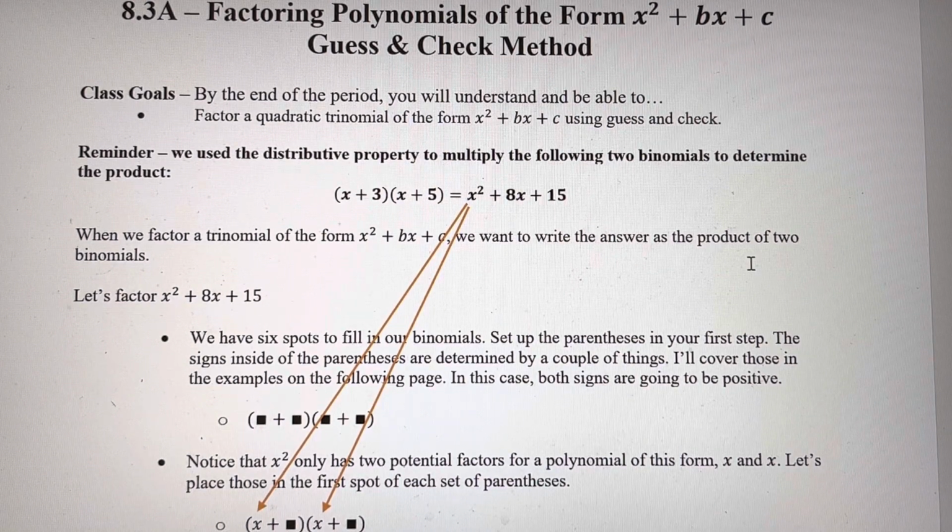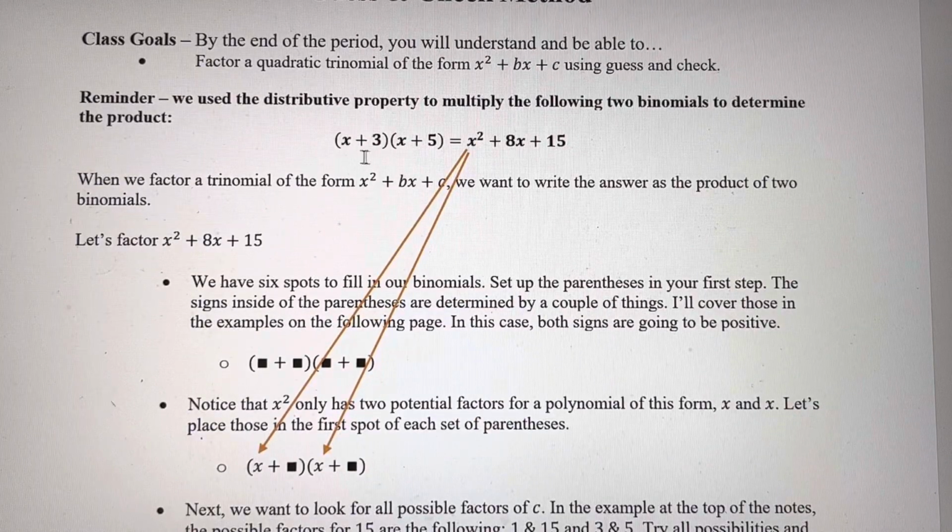Later on down the road, we'll learn some algorithms, some processes that we can use, but for now, we're going to do guess and check, okay? So let's go back in time just a little bit. Remember, when we multiplied binomials, we used the distributive property. In some cases, if you want to think of it as the FOIL method, you could think of it that way.